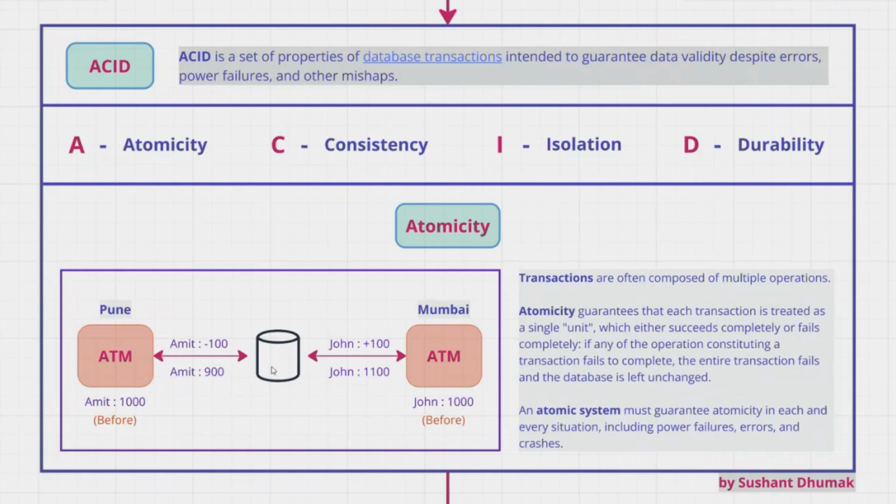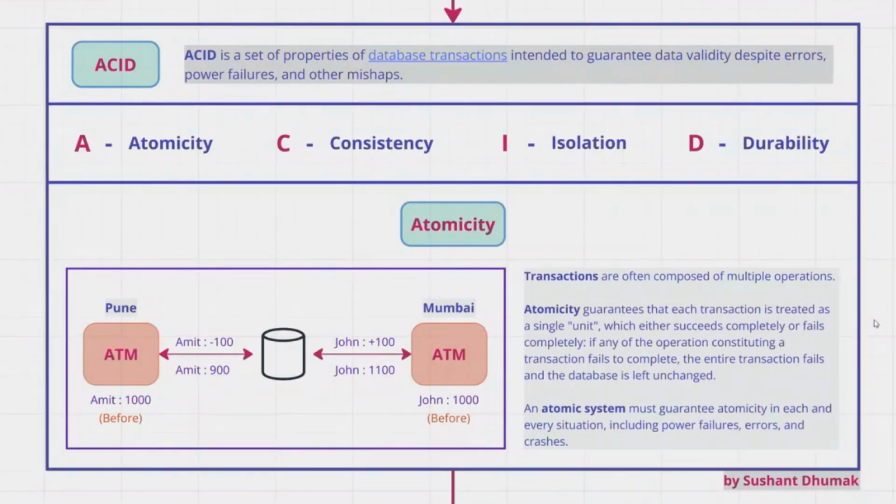In this case, we have to revert the entire operation. If one of the operations within the transaction fails, we have to revert even the operation performed on Amit's account, that is, subtracting 100 from his initial balance. The transaction will be reverted and the data will go back to its initial state, where Amit has 1,000 rupees in his account and John has 1,000 rupees in his account. So that is what atomicity is.